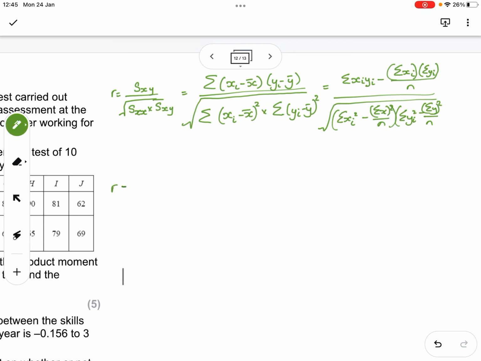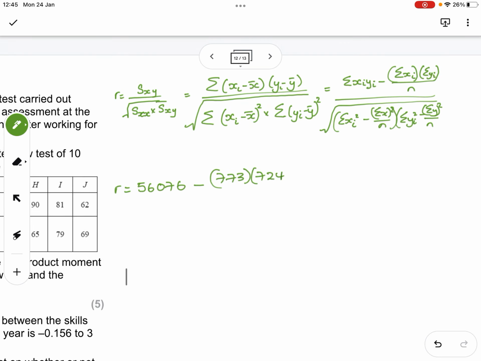For that first bit, the sum of x1, y1, you have to go down through your calculator and get to the sum of x, y. I've got that number as being 56076, hopefully you have too. Then I'm going to take away, so I've got to go to the top now, the sum of x, which is 773, times the sum of y, which is 724, all over 10.